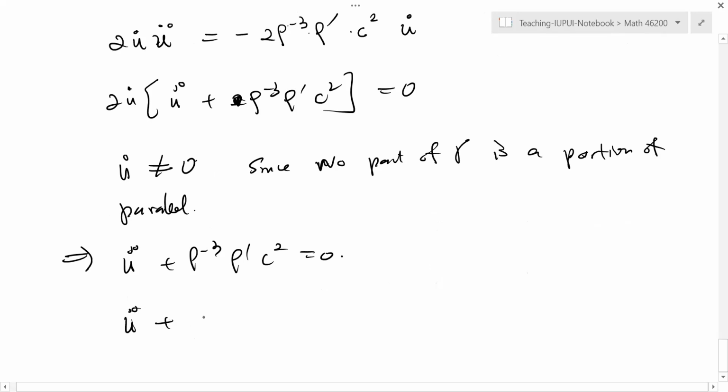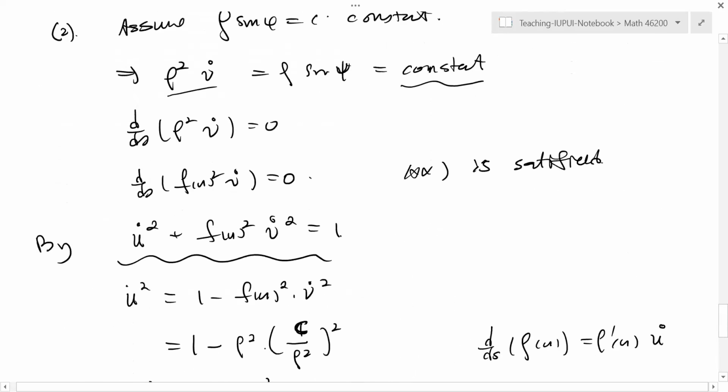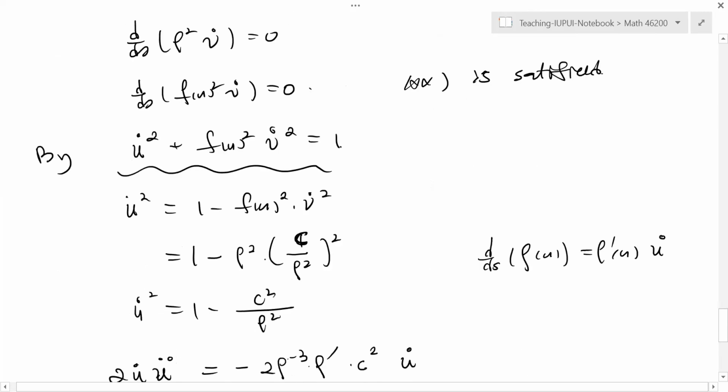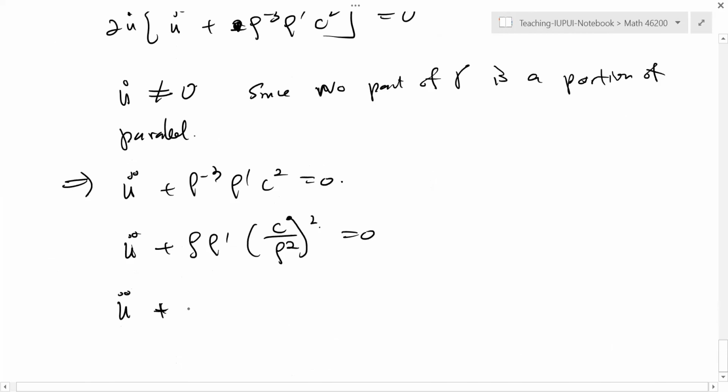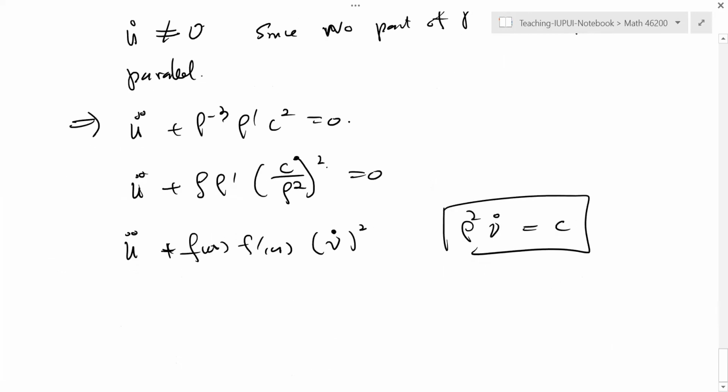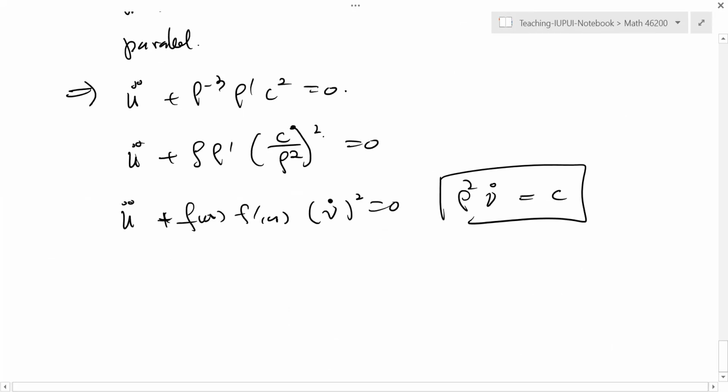So I can write this as this. But we already got that c over rho squared is v dot, because v dot rho squared is going to be constant. So this is f of u, f prime of u, and this is v dot squared. So this is the second equation, and therefore it is geodesic, because it satisfies the two equations.